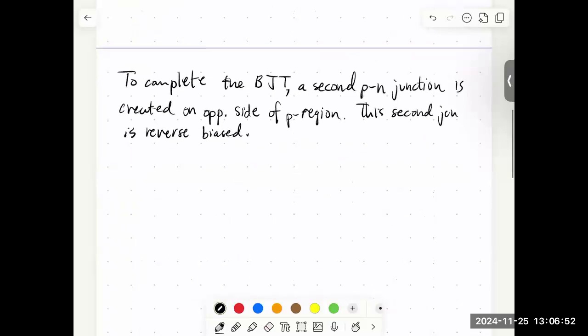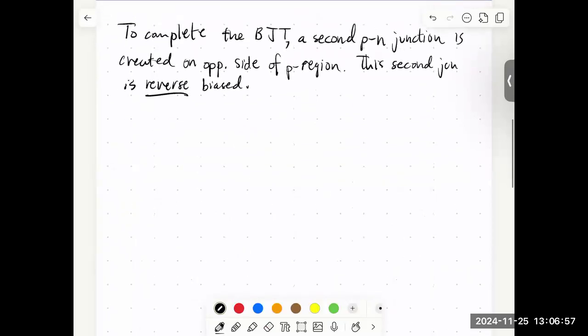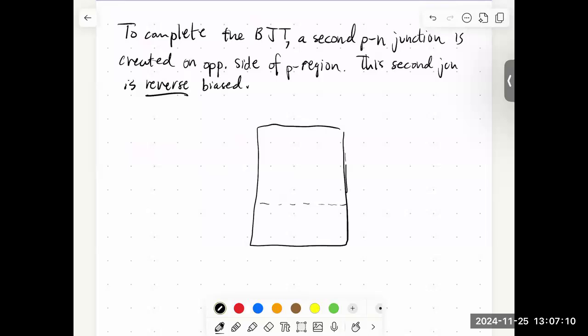All right, so let's see if we can draw that. We'll start by drawing the junction that we already had. So here's our original junction right here. This will be N, I'll call this junction 1. And then we'll have a second junction over here. This will be our P region. Here's junction 2, and this is also an N region.